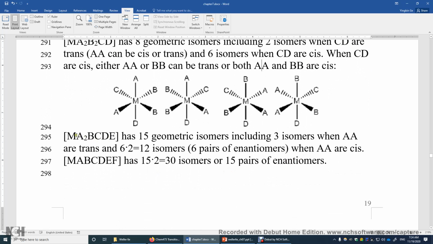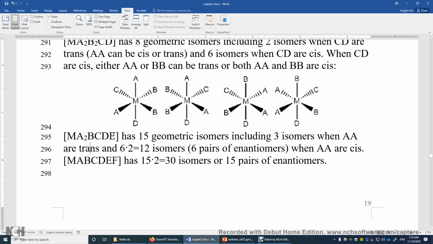Now we have 5 different ligands. This is even more complicated. There are 15 geometric isomers. So first, let's put these 2 A's on the trans positions. And then there are 3 different isomers. You can have B and C on the opposite sides. That's one isomer. B and D on the opposite sides, another isomer. B and E on the opposite sides of the metal.